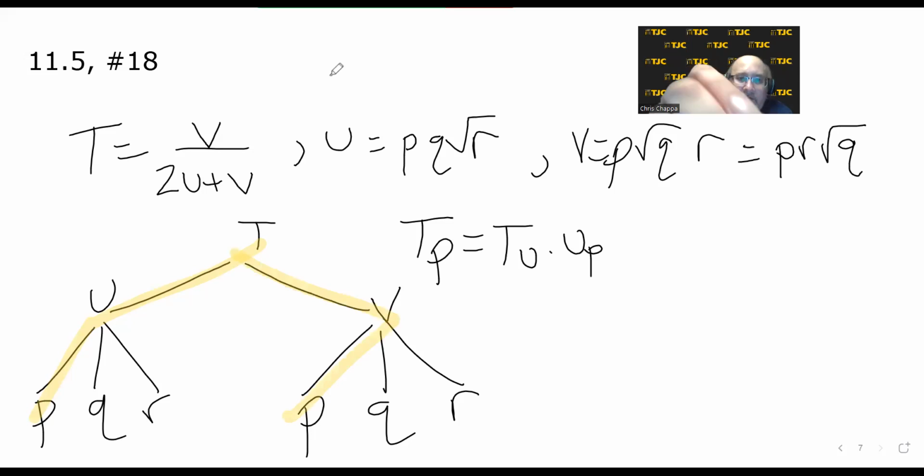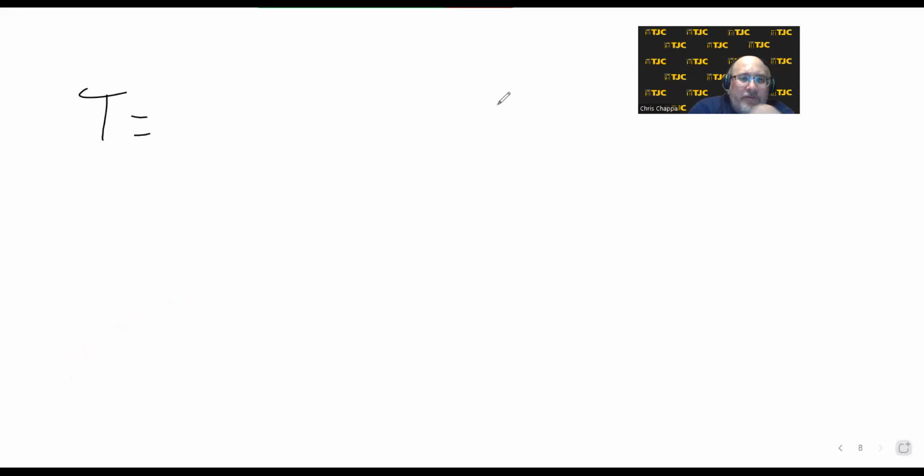So that partial derivative would be partial derivative of t with respect to v times partial derivative of v with respect to p. Let's figure out this one, and I'll leave it up to you to do the other two similarly. All right. We'll start with t and find its partial derivatives. T is equal to v over, what was it? It was 2u plus v.